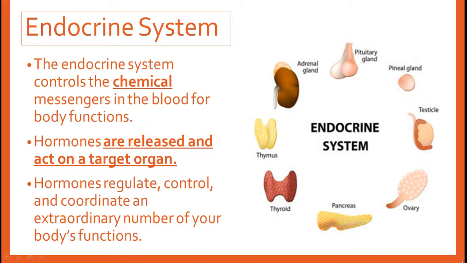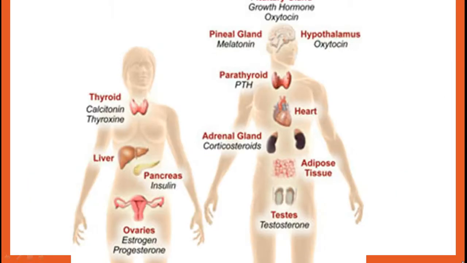So an organ releases it, and it goes to another place in the body to regulate, control, and coordinate all of the functions in your body, along with the brain. We can see a list over here to the right. That's not what I want you to write down just yet. That's showing you some of the different glands in the body. Here they are as well.